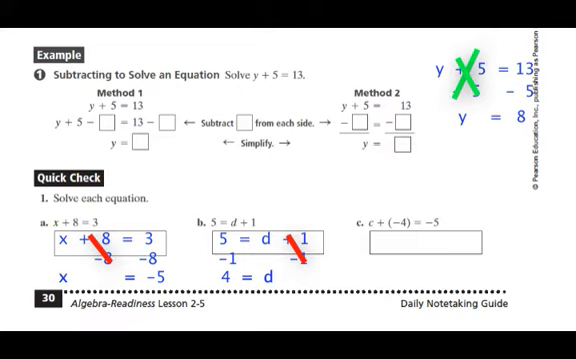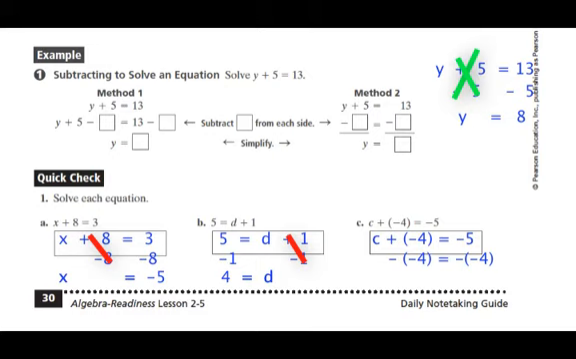For 1c, we have c plus negative 4 equals negative 5. Locate your variable c. What's happening to it is we're adding negative 4. The opposite of that is subtracting negative 4. So you're going to subtract negative 4 from both sides of the equation.